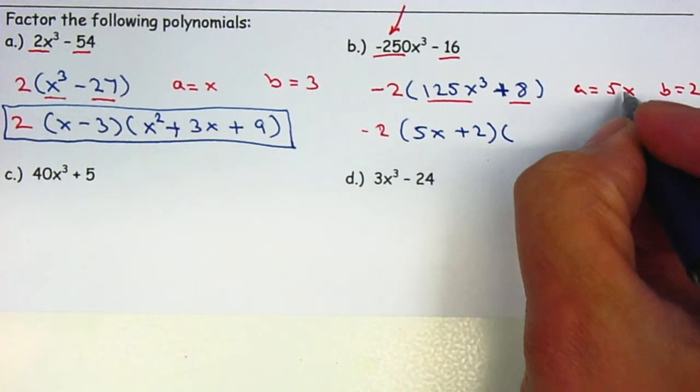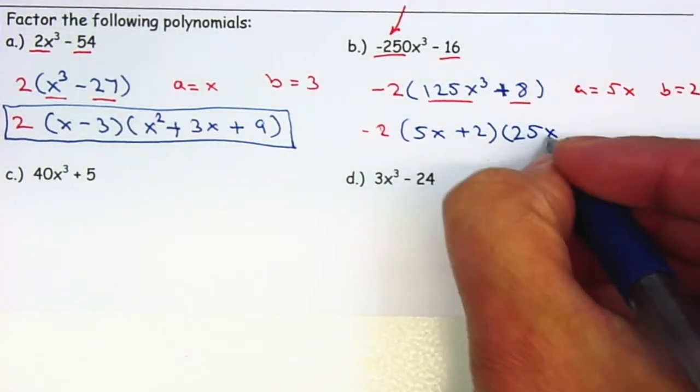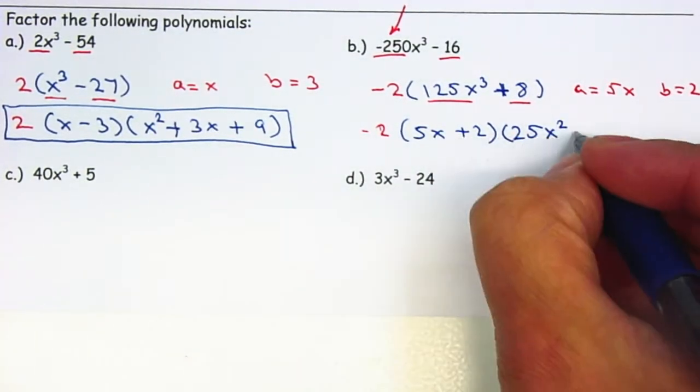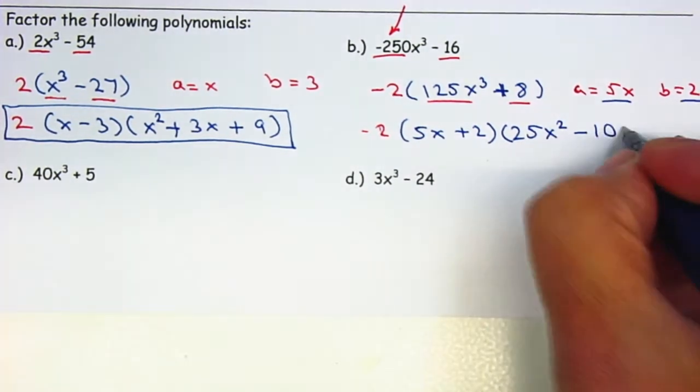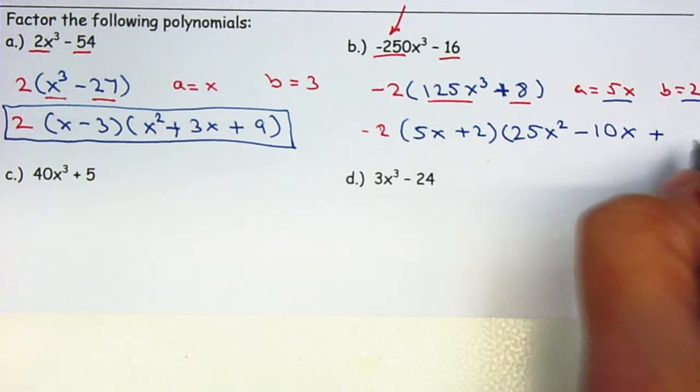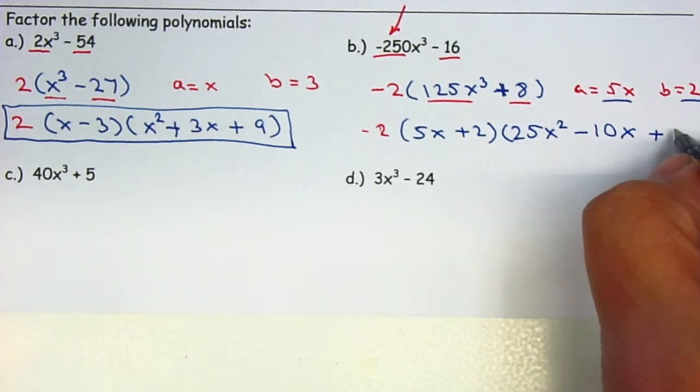Then a squared will be 5x times 5x, which is 25x squared. This is a positive, the next one's a minus. ab, so it'll be 10x. And plus the last one, b squared, which is 4.